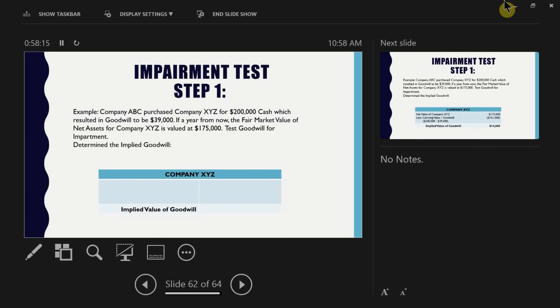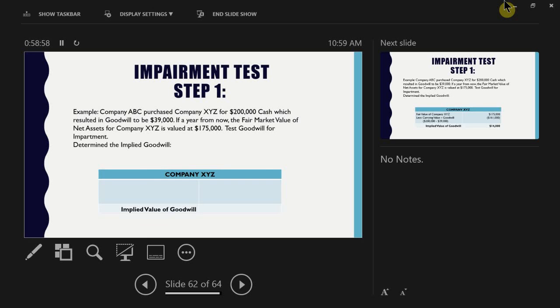So let's look at step 1. How do you determine impairment? Well, just like from the previous example, right? When company ABC acquired company XYZ, we acquired it for $200,000, and we know that the Goodwill came out to be $39,000. Now, let's say a year later, you're revaluing its assets once again, right? So you're going to go through the process of figuring out what is now the current fair market value of my net assets.